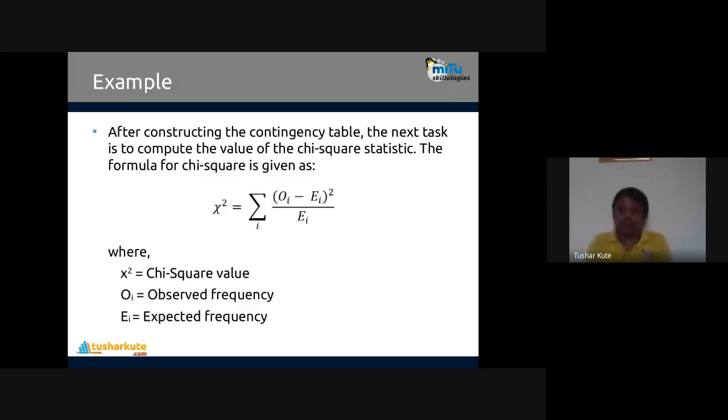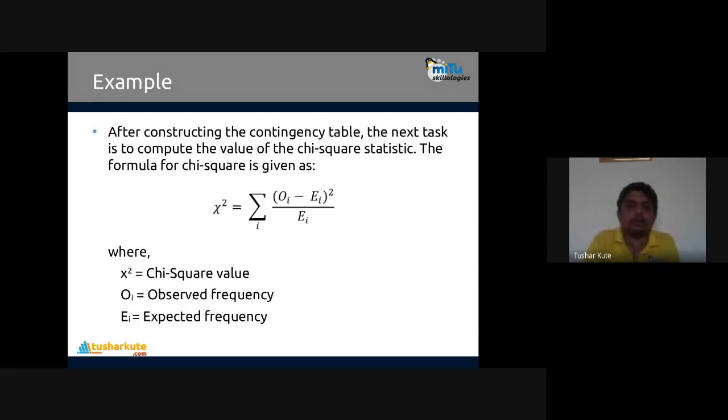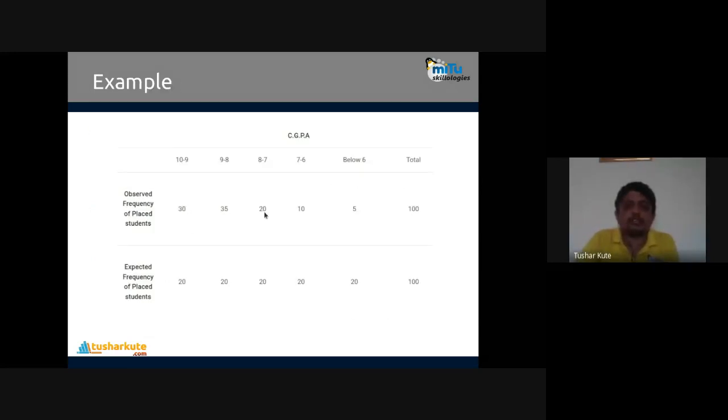Fine. Now what's the interpretation? What exactly is the meaning of the chi-square statistic? Now see, I have summarized all the steps over here. What is the formula? I have summarized all the steps: step number 1, 2, 3, 4, 5. First of all, subtract each expected frequency from the related observed frequency. For example, for category 9 to 10, there will be 30 minus 20. Expected is 20, observed is 30. Difference is 10. We'll apply this to all the categories. In the first case, we have a difference of 10. Here we have 15, 0, 10, 15.